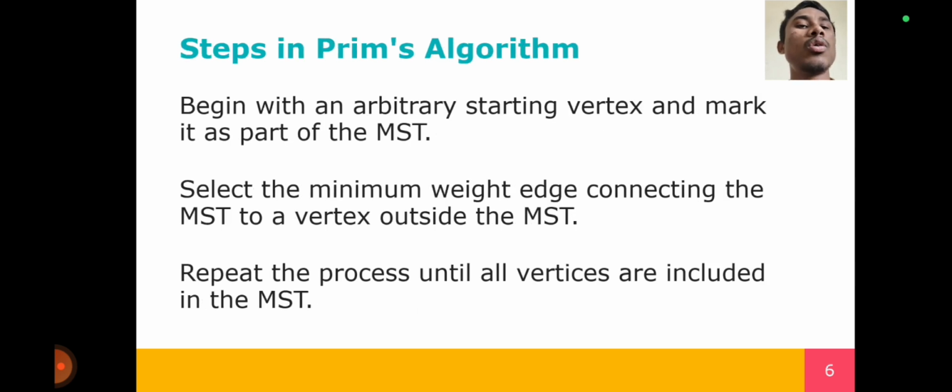Steps to solve Prim's algorithm. First of all, begin with an arbitrary starting vertex and mark it as part of the MST. Select the minimum weight edge connecting the MST to a vertex outside the MST. Repeat the process until all the vertices are included in the MST.